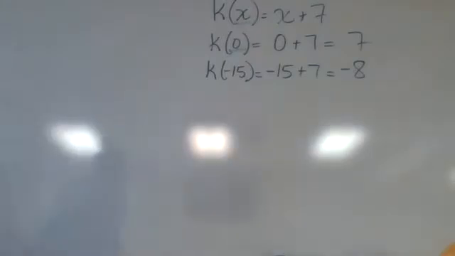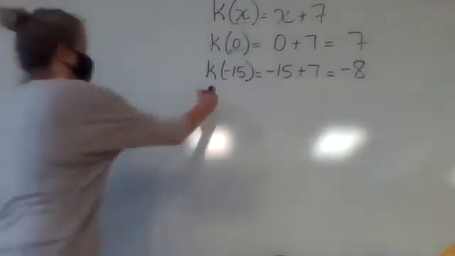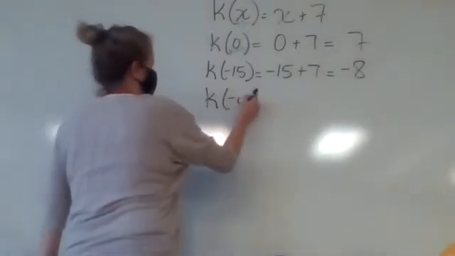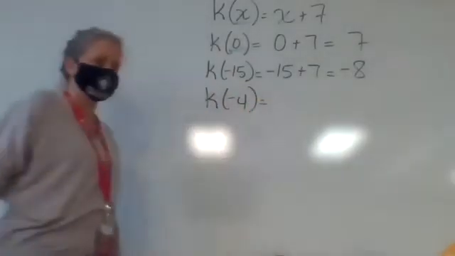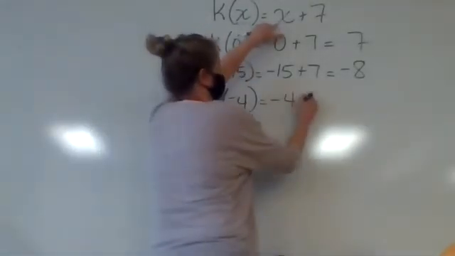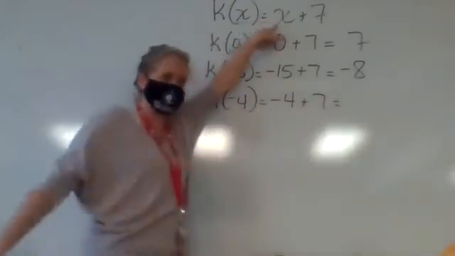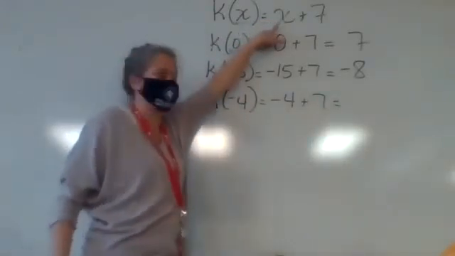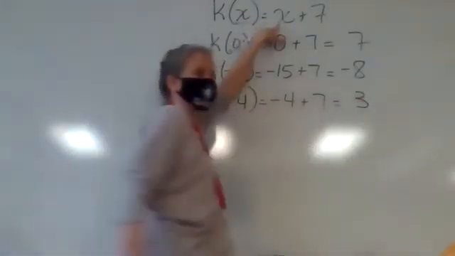Okay. All right, the next part of this one says to find k of negative 4. Same thing, replace the x with negative 4. So negative 4 plus 7, then do the math. Negative 4 plus 7 gives me 3.